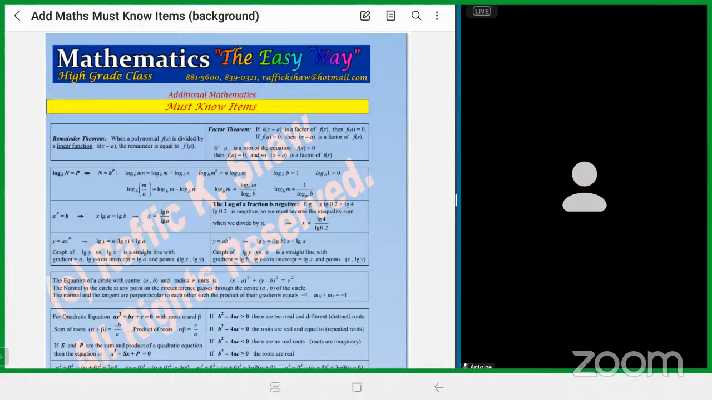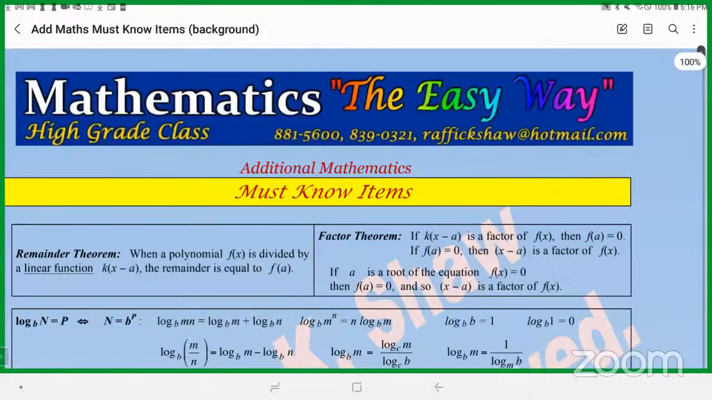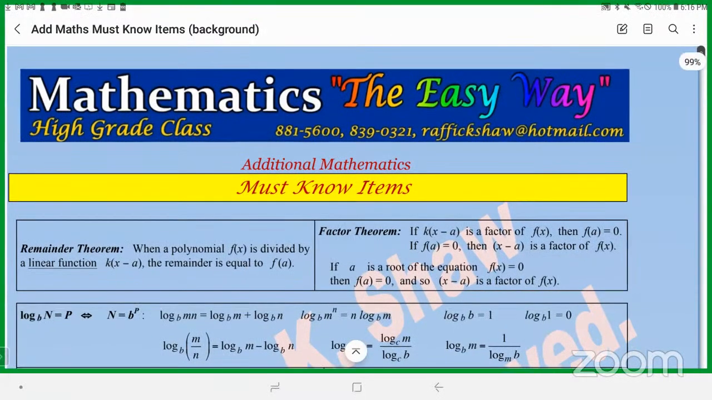But what I have on the screen is something that I just want to share at the get-go. It's something that I basically give to my class. I call it a must-know sheet. Can anybody hear me? Just making sure. Can anybody hear me and see the screen? Yes, sir. Yes, okay. All right.